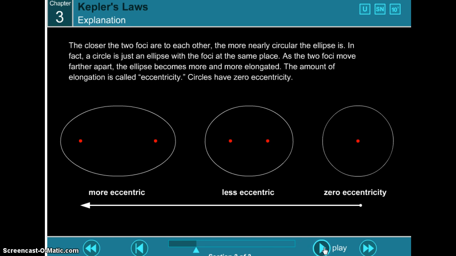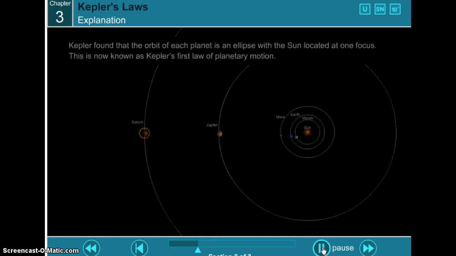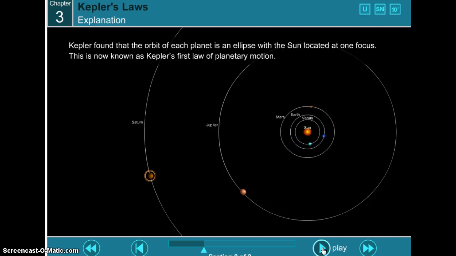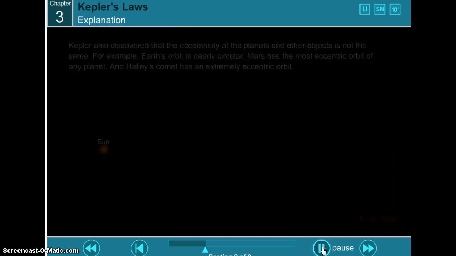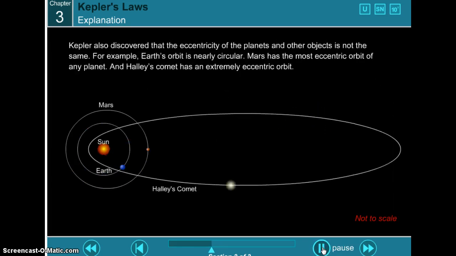The amount of elongation is called eccentricity. Circles have a zero eccentricity value. Here you can see the foci are spread apart, so it has a greater elliptical value and is more eccentric. Here's one that is less eccentric, and this would be zero eccentricity, or perfectly circular. Kepler found that the orbit of each of the planets was an ellipse with the sun located at one focus. This is now known as Kepler's first law of planetary motion. Kepler also discovered that the eccentricity of the planets and other objects is not the same. For example, the Earth's orbit is nearly circular. Mars has the most eccentric orbit of any planet, and Halley's Comet has an extremely eccentric orbit.